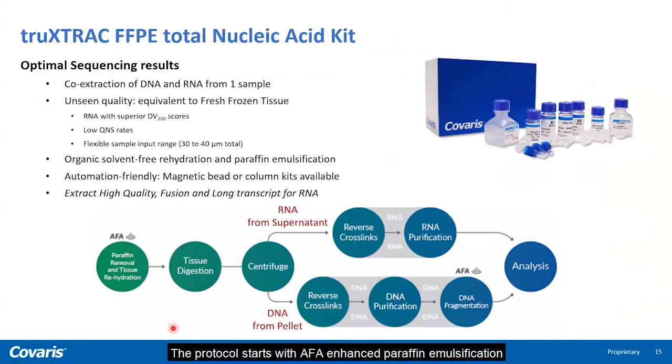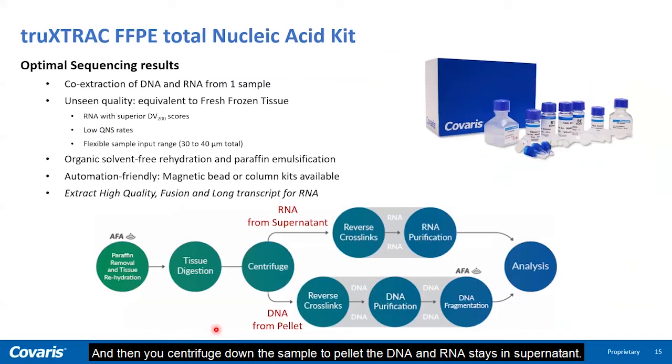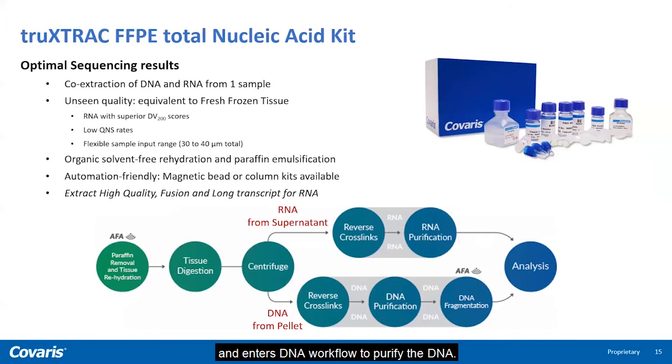The protocol starts with AFA-enhanced paraffin emulsification that does a gentle lysis of the tissue, gets rid of the paraffin from the tissue, and that takes about 5 minutes. And then you centrifuge down the sample to pellet the DNA, and RNA stays in the supernatant. The RNA supernatant goes through one workflow and you purify the RNA. The DNA pellet goes through one more AFA treatment for acoustic pellet resuspension and enters DNA workflow to purify the DNA.